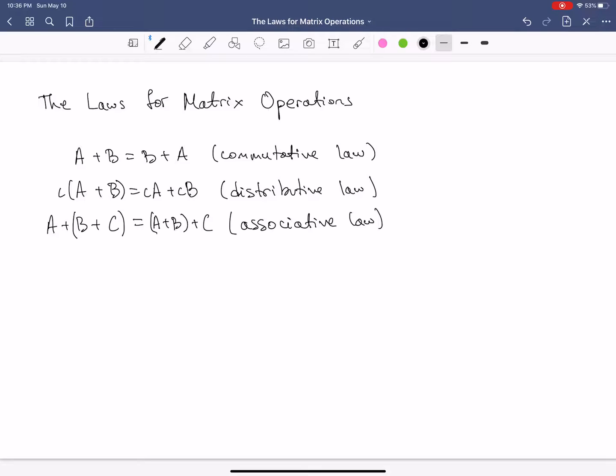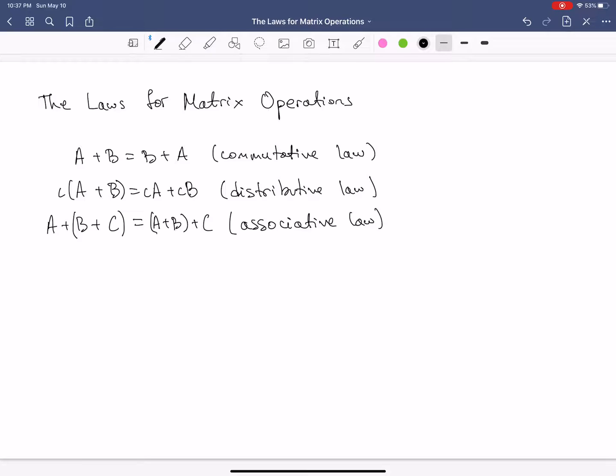All of these laws follow from the same laws for addition of two numbers. Because matrix addition is defined term by term, we're adding the components of the matrices one at a time. The laws for addition get pulled into the matrix laws for addition. So addition of numbers gets translated into addition of matrices with the same laws.